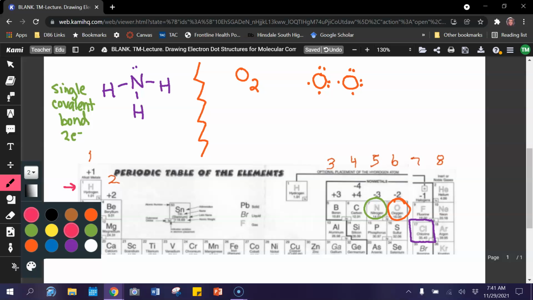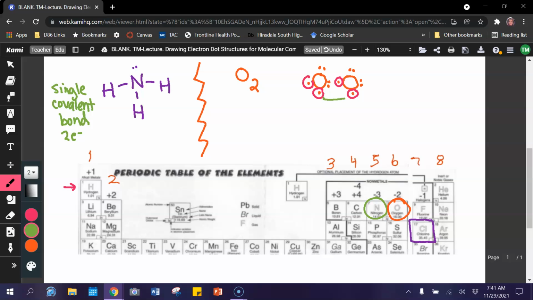Okay, so each oxygen has 2 unpaired electrons, and they can't stay that way. They need to participate in a bond. So if these 2 are shared and those 2 are shared, that means that I can have 2 covalent bonds between my 2 oxygens. What's going to form is something called a double covalent bond.